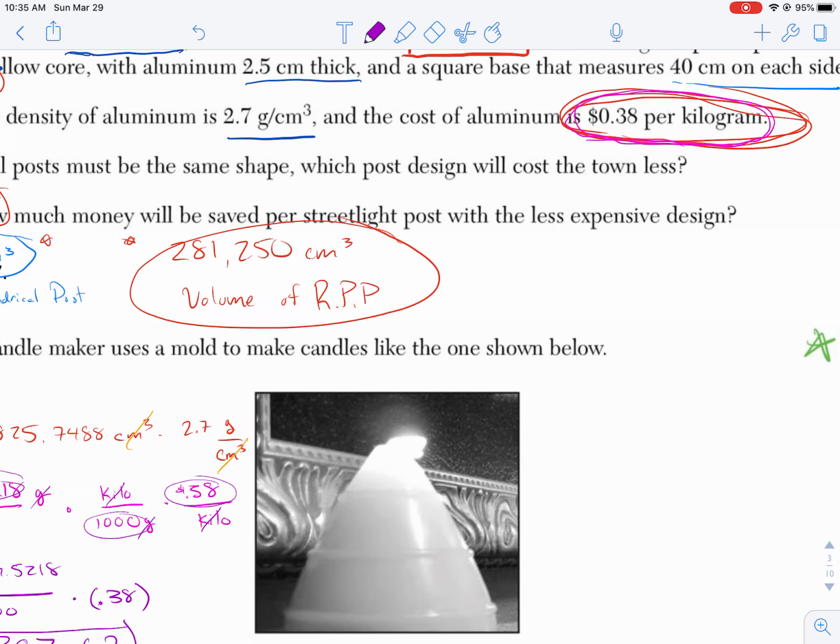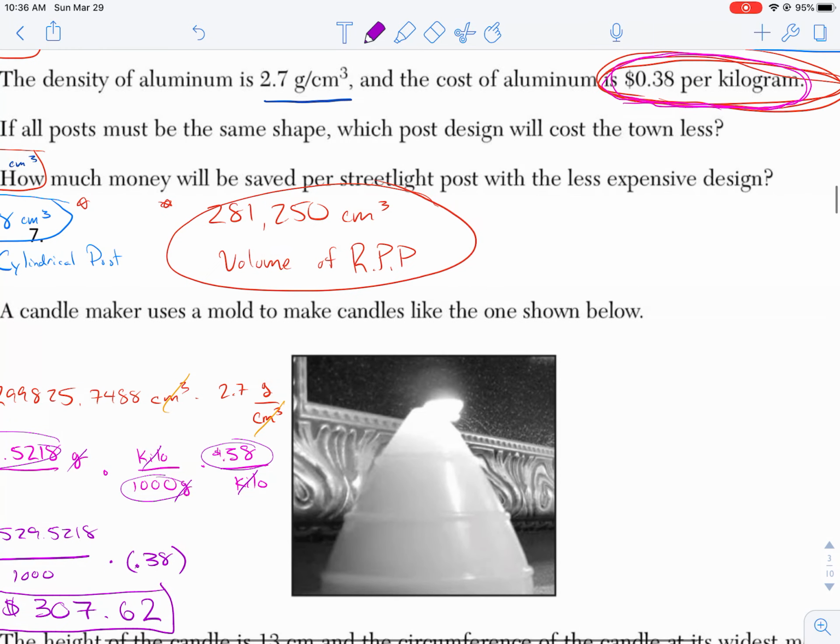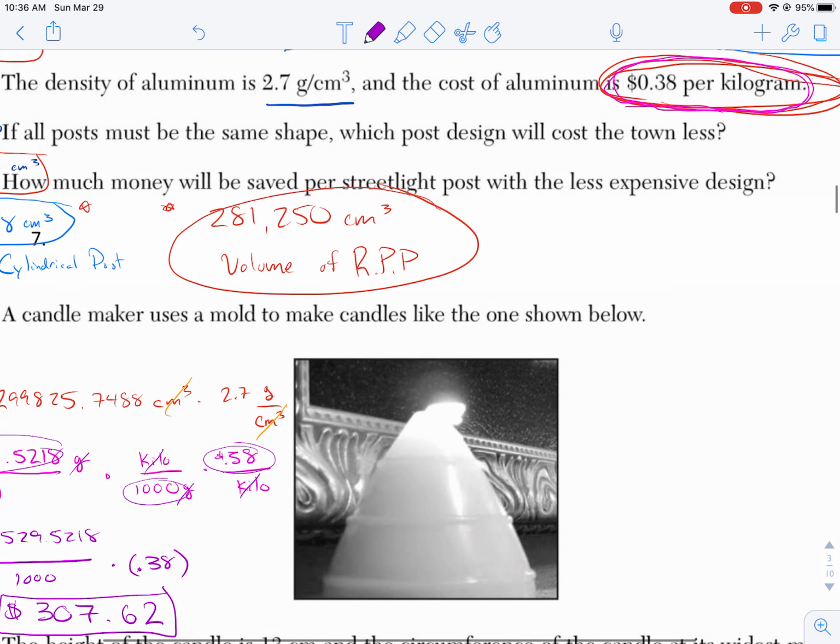Okay, so to find the cost of aluminum for this rectangular prism post, which we already know should be smaller. It's got a smaller volume, so obviously it's going to cost a lot less, just because the volume is a lot smaller. Also, the reason for that is because the aluminum weighs the same in both. So if the volume is a lot less in one, let's think about it: how do we find the mass here? We have to multiply the volume by the density.